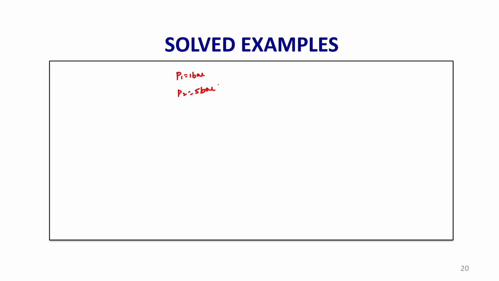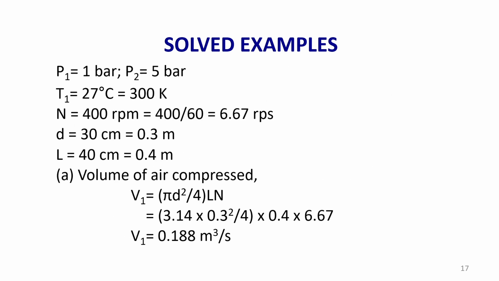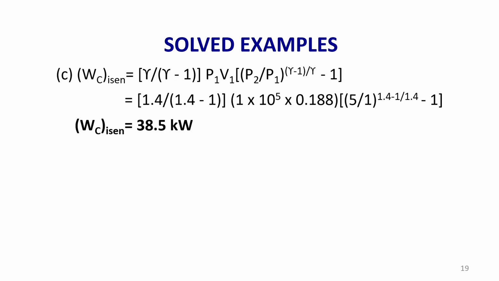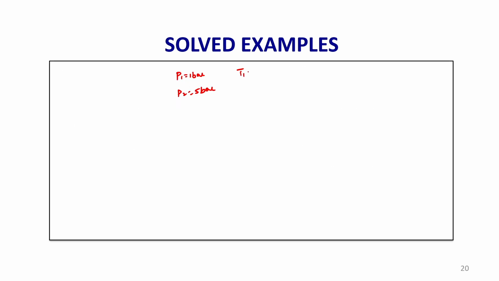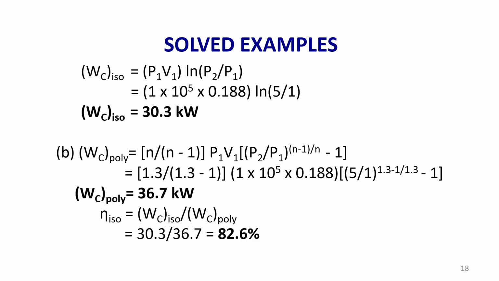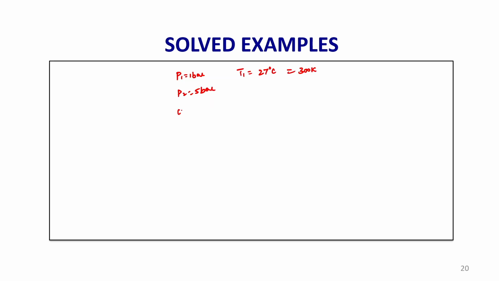So, the pressure of the air, the working substance, is raised from 1 bar to 5 bar. The initial temperature is 27 degrees centigrade, the temperature of the air at the inlet of the compressor, converted into Kelvin, so add 273. The diameter is given: cylinder bore is 30 centimeter, converted into meter, 0.3 meter.